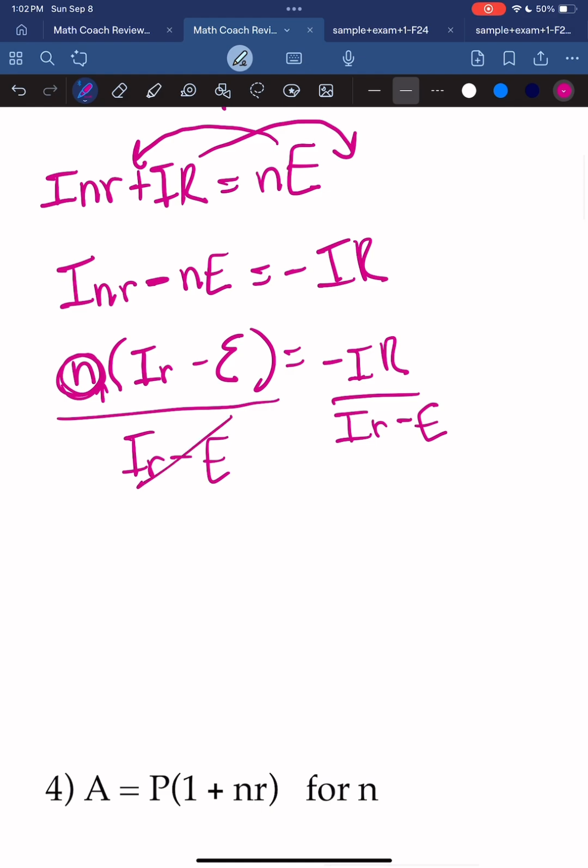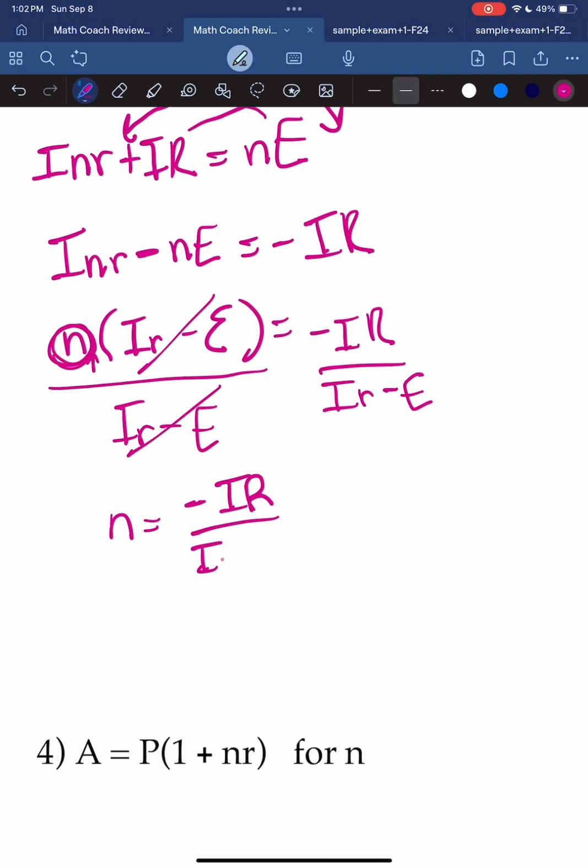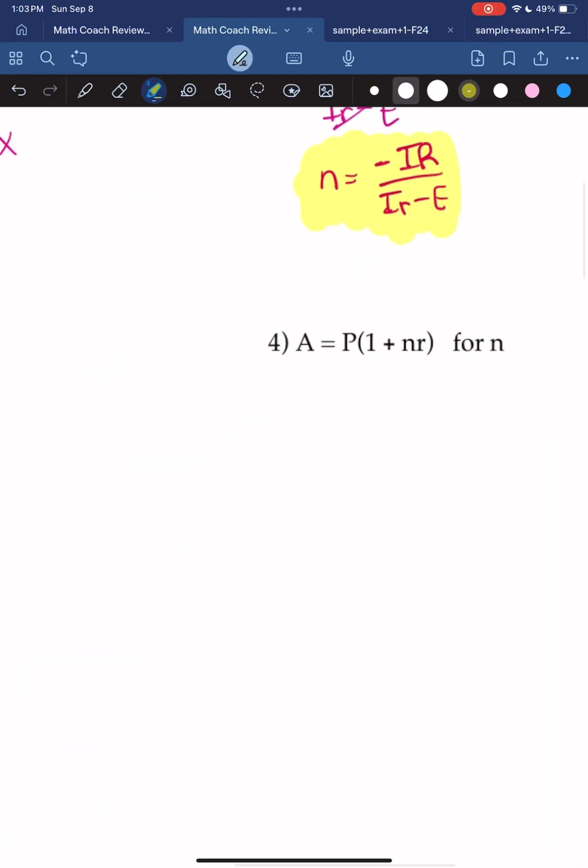So these would cancel, and then n would equal negative, this is an uppercase R, my bad, IR over IR minus E. And that is our answer. Nice.